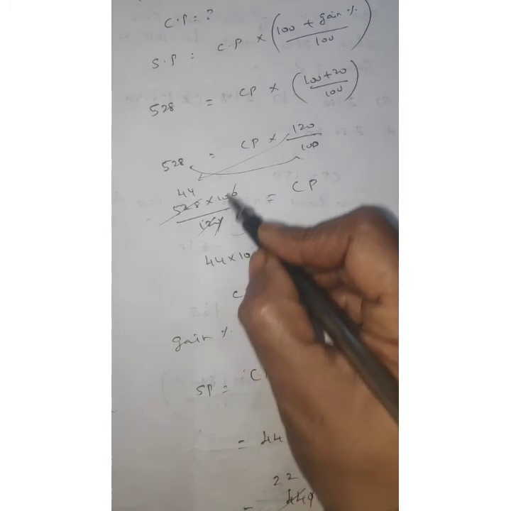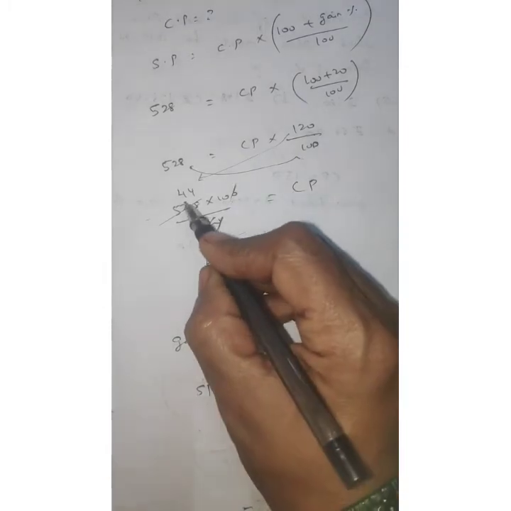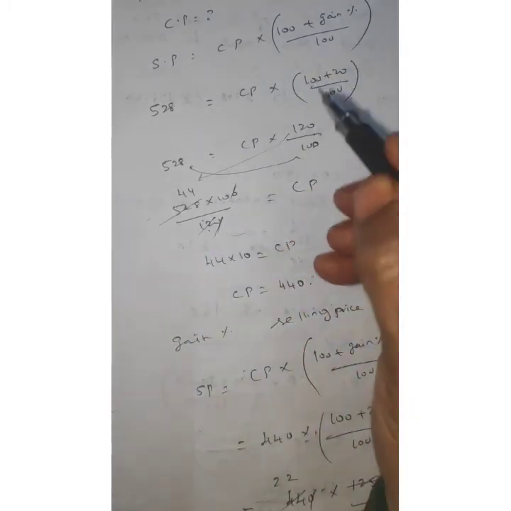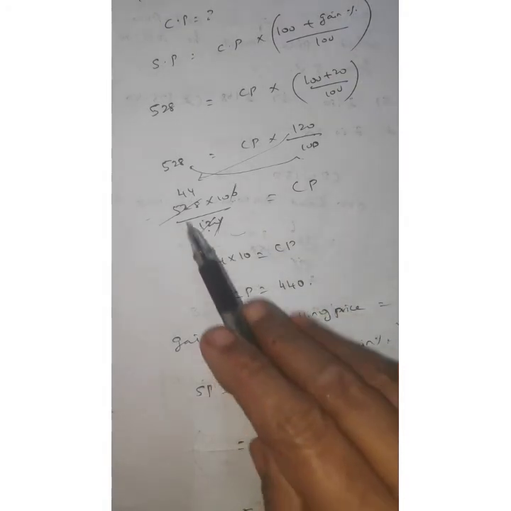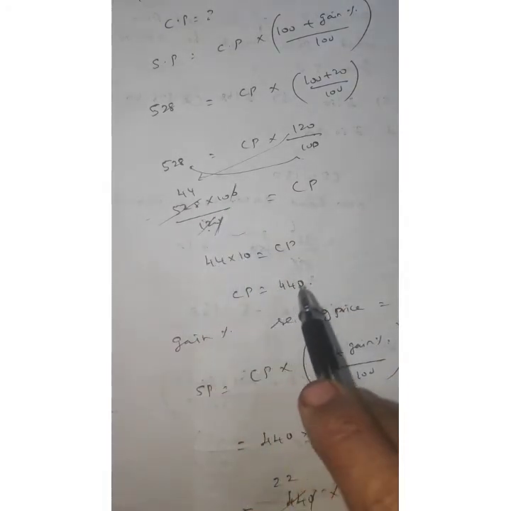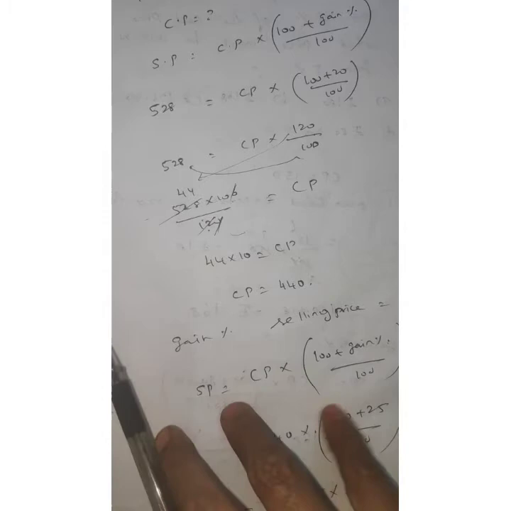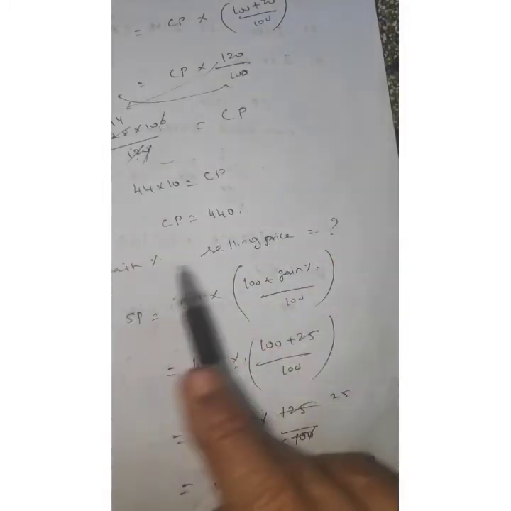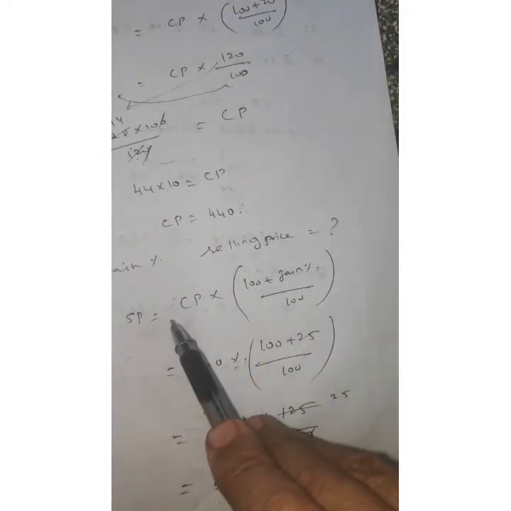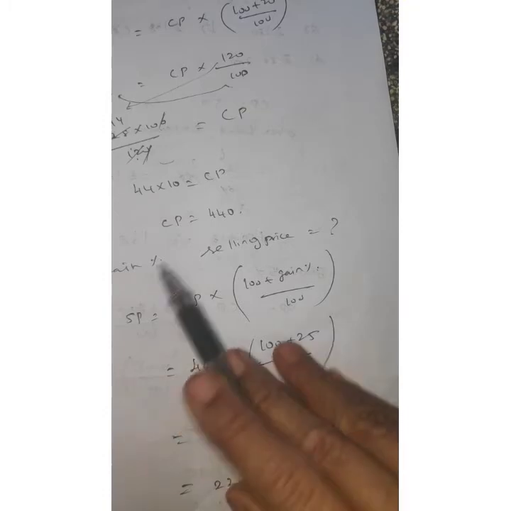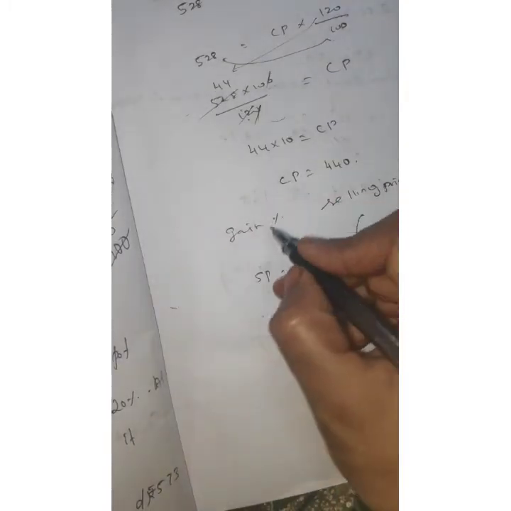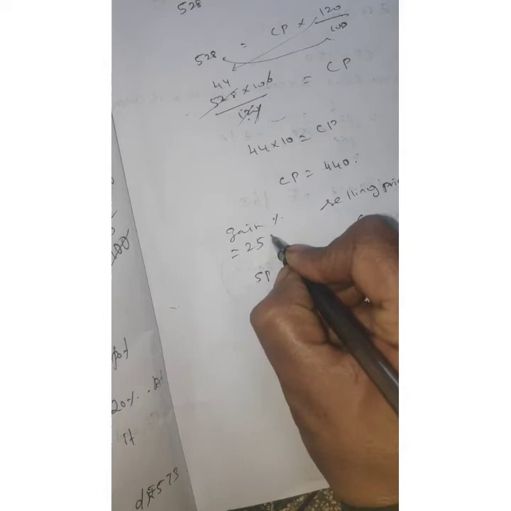0 0 cancel first. 1 12 is 12. 4 12s are 48. Remaining 4. 4 12s are 48. 44 into 10 equals 440 rupees. This is the CP. Now gain percentage and selling price: SP equals, the gain percentage that is given is 25%. Now she gets the gain percentage of how much percentage there?